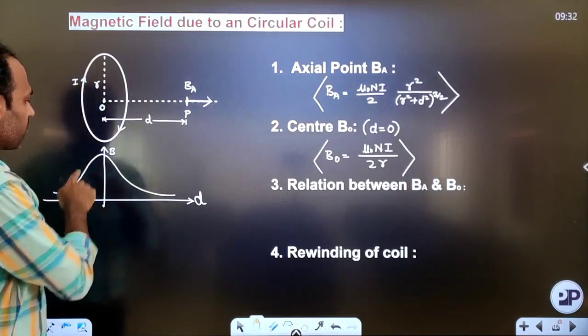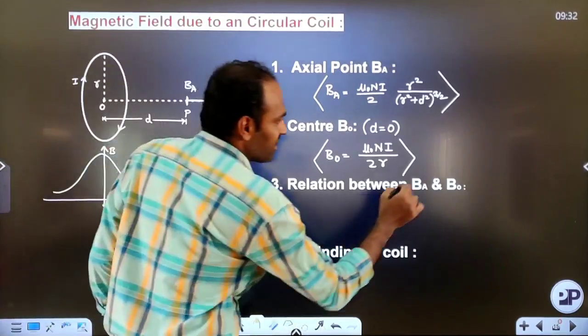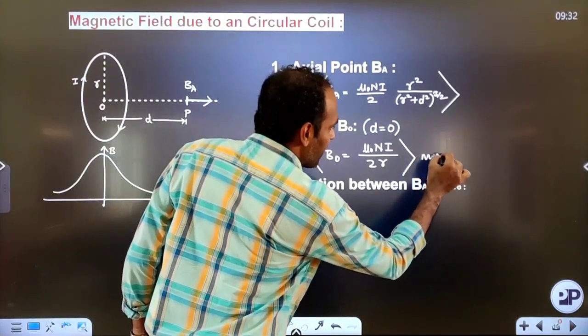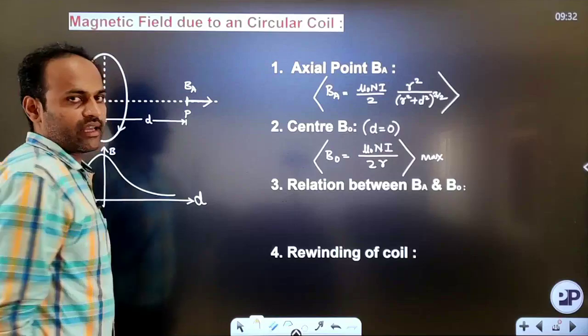So where will the magnetic field of the circular coil be maximum? At the center. So this is said to be the maximum magnetic field due to the circular current carrying coil.